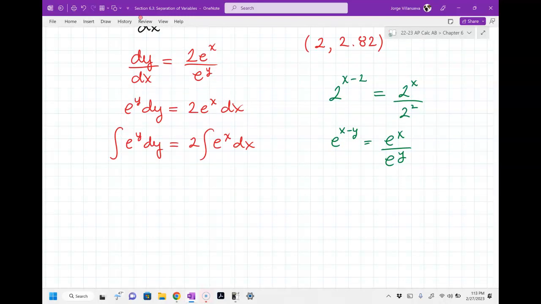It's fine. Okay? The integral of e to the y is e to the y plus c, but I'm just going to leave it e to the y for now. And the integral of e to the x is e to the x plus c. So I'm just going to call this 2e to the x plus c.